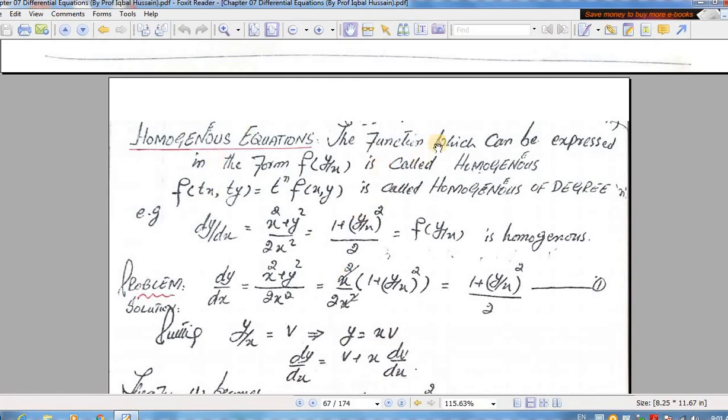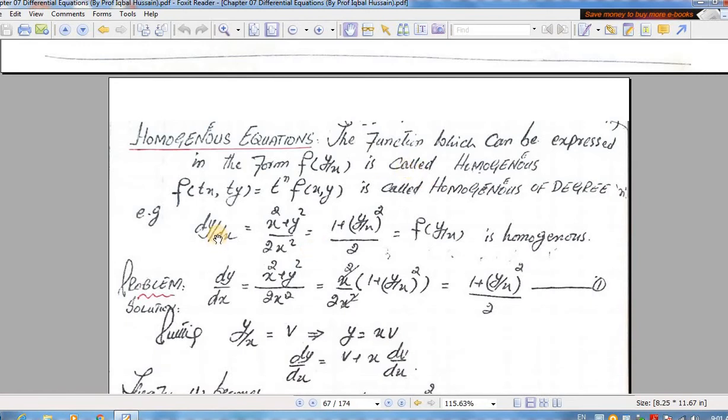So if we have a function f of x, y, and we replace x and y by tx and ty, and if we simplify and get t to the power n times f of x, y, then that function is called a homogeneous function of degree n. The index here represents the degree of the homogeneous function. In this way we can say whether a differential equation is homogeneous or non-homogeneous. A homogeneous differential equation will always have degree 0.